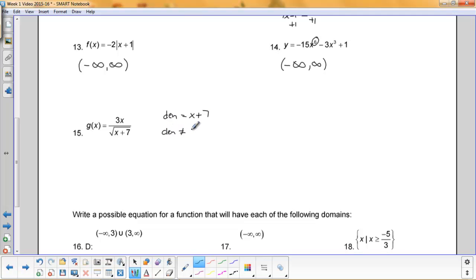Oh yeah, x cannot equal 0. So it's x plus 7 cannot equal 0. So subtract 7 from both sides, and I get x cannot equal negative 7.